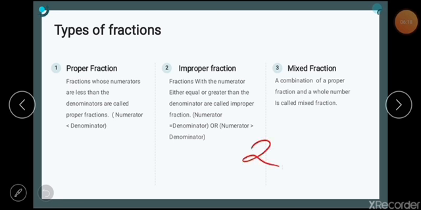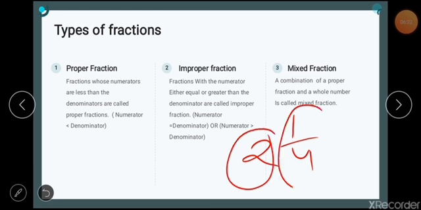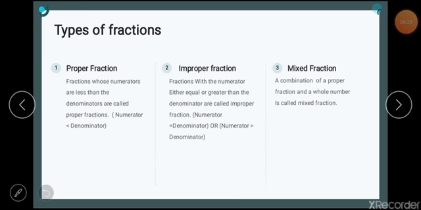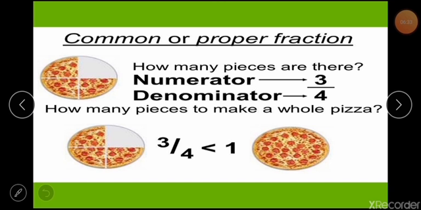One more example, if I am representing 2, 1 by 4. So 2 is a whole number and 1 by 4 is a proper fraction. So this is the mixed fraction type. So these are the examples related to the proper fraction, improper fraction and mixed fraction.